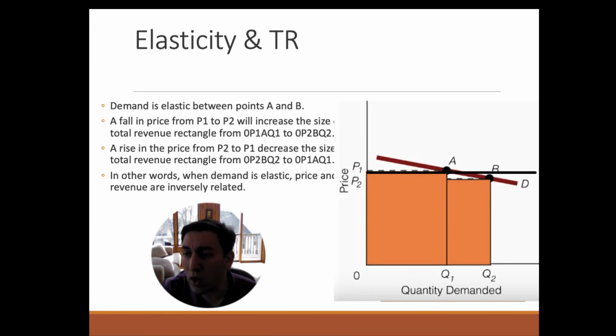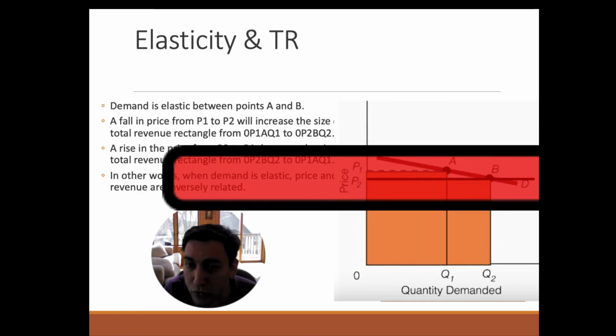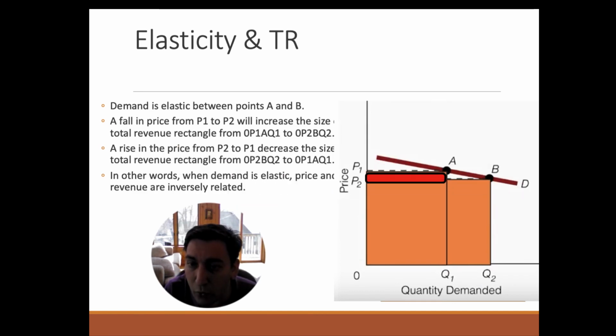So by lowering the price, what is going on? By lowering the price, you are losing that extra revenue on all those sales, but you are going to gain this huge box of revenue. The yellow box is bigger than the red box. So if it's elastic demand, lowering the price means you're going to lose some money on some of your sales, but you're going to more than make up for it on new sales.